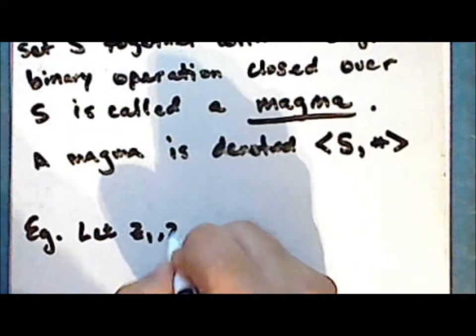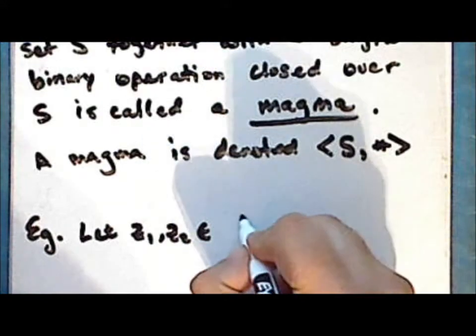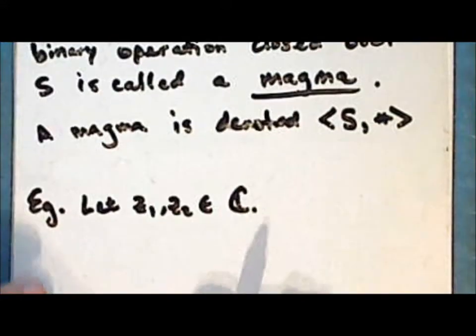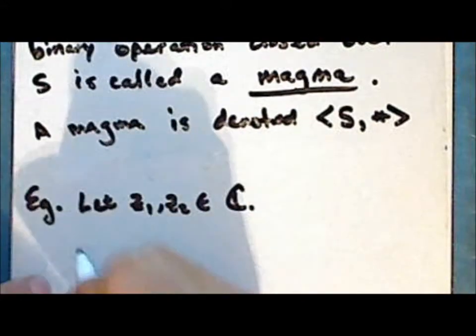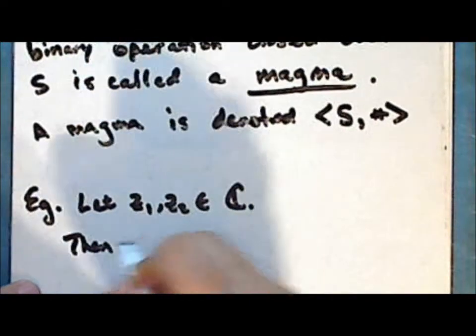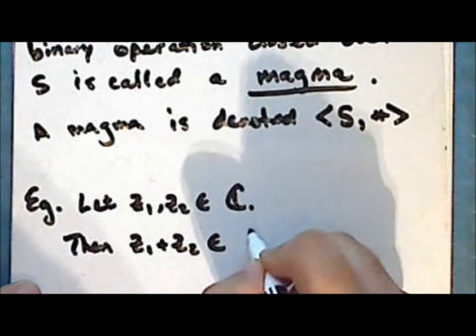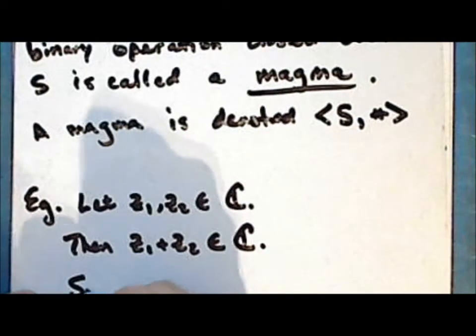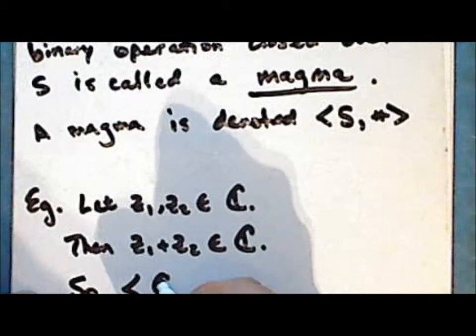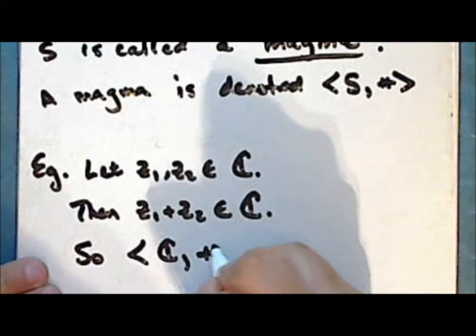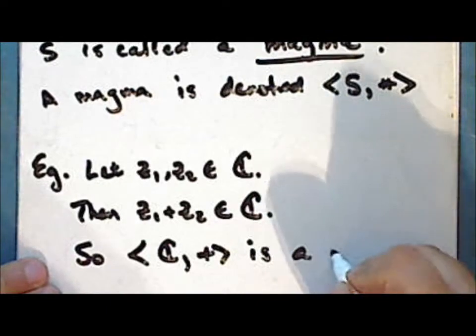Let Z1 and Z2 be complex numbers. Then, as we have demonstrated in previous lectures, the sum of two complex numbers is always a complex number. And so the structure consisting of the set of complex numbers together with normal addition is a magma.